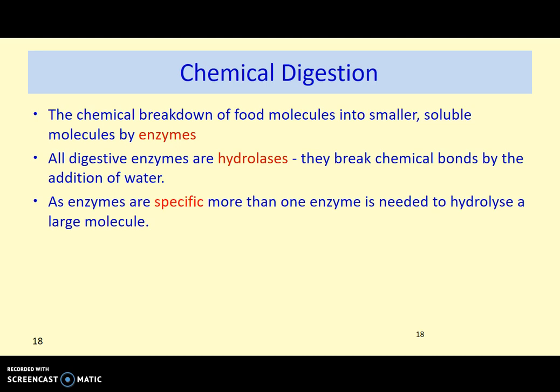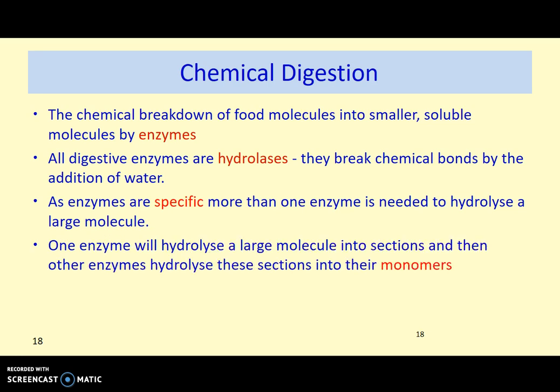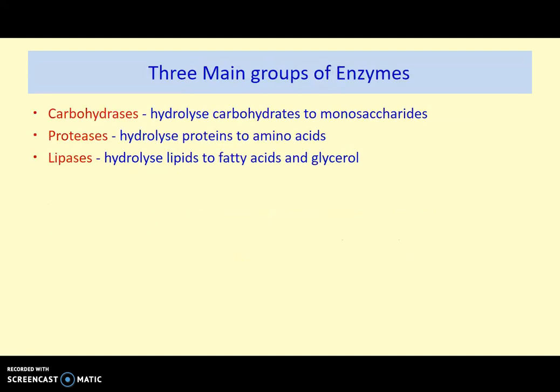All enzymes, as always, are specific, and more than one enzyme is needed to hydrolyze a large molecule. One enzyme will hydrolyze a large molecule into sections, and then other enzymes will hydrolyze those sections into their monomers. So when you have really large complex molecules, there will be a few stages before we get down to the monomers, and we need to hydrolyze down to our monomers so that these smaller molecules can get absorbed into the bloodstream. So our three main groups of enzymes are carbohydrases, proteases, and lipases.